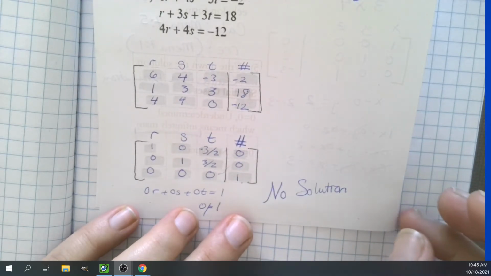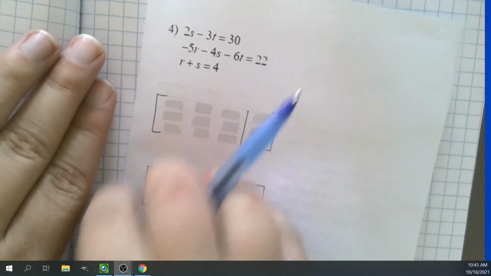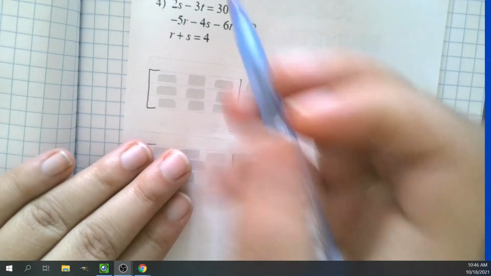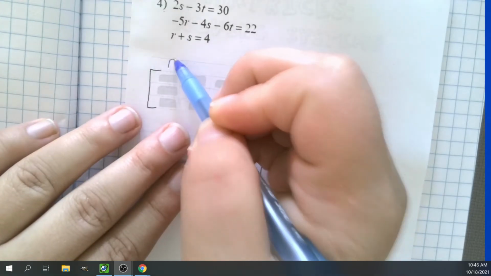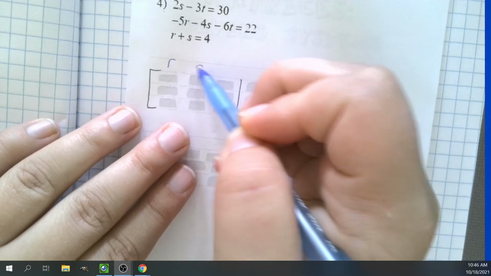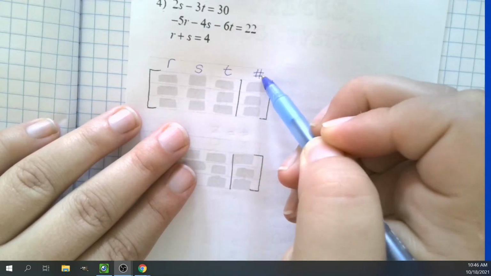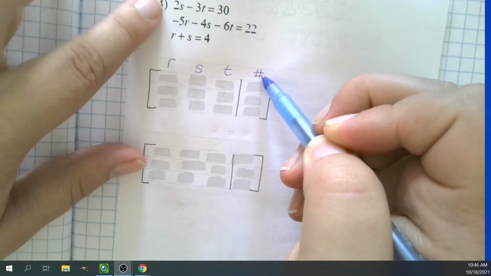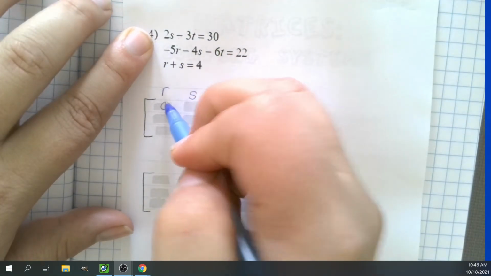Go ahead and flip to the last one. Let's set this up. What variable goes here? R. What variable goes here? S. Okay, now this one is going to have a lot of zeros, right? We don't have any r's in the first equation.